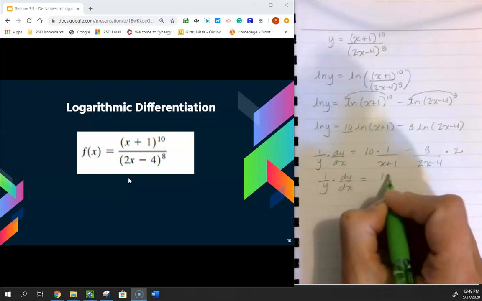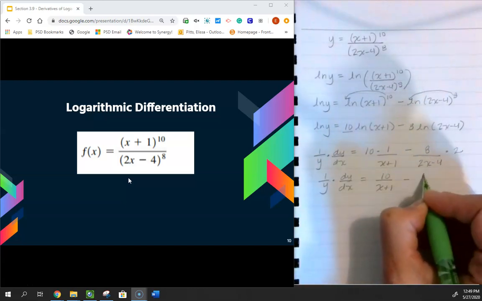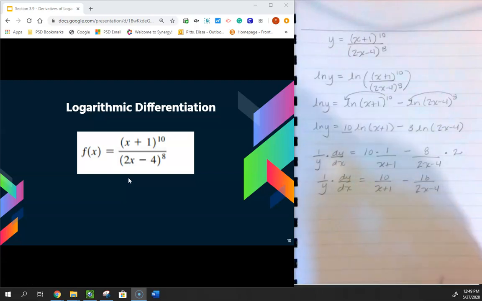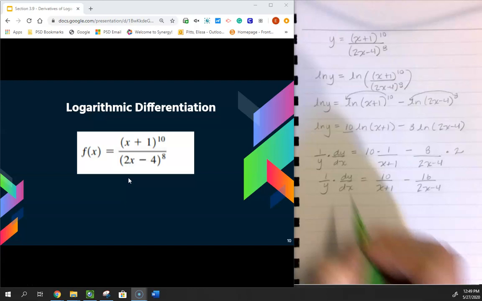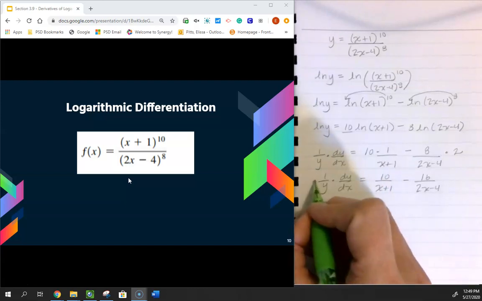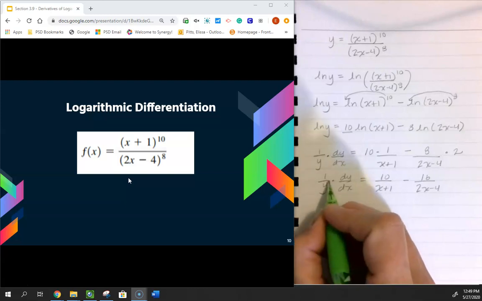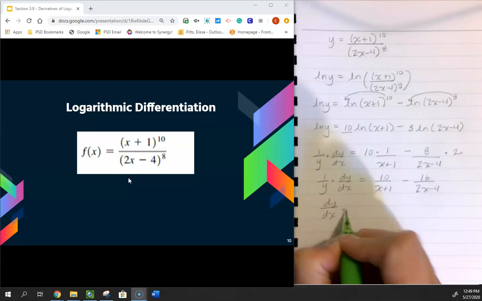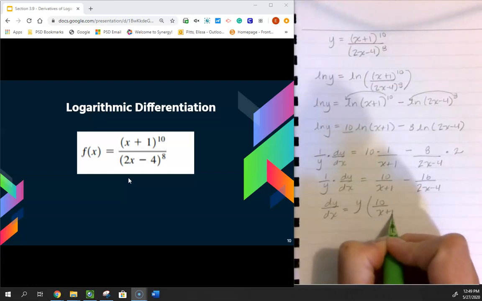So we get 10 over x plus 1 minus 16 over 2x minus 4. And then the last step is we don't want 1 over y times dy dx, we want just dy dx. So we're going to multiply both sides by y to get rid of this. So when I multiply this side by y, I get just dy dx. And I get y times all of this stuff.